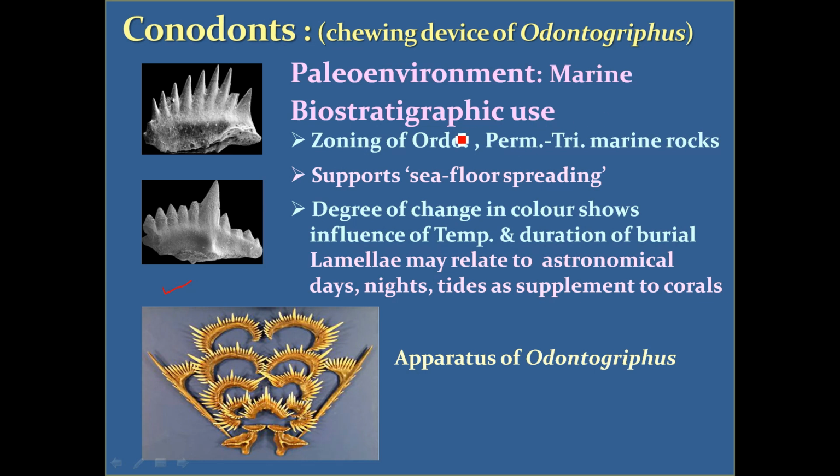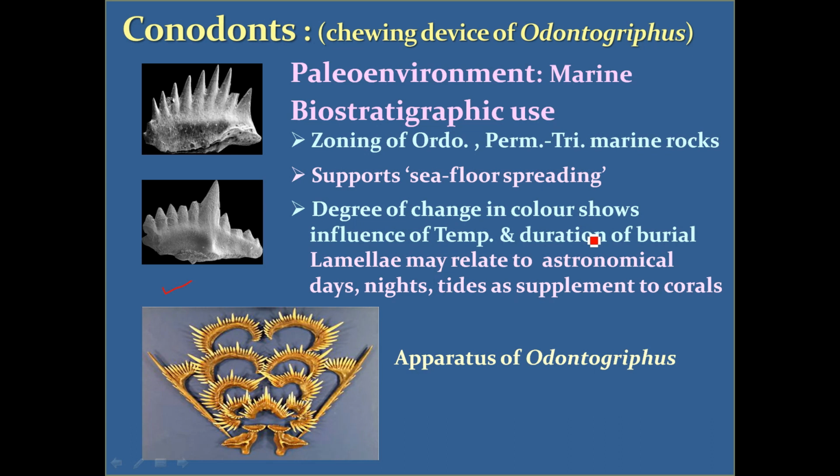They have a lot of biostratigraphic use because they are exclusively marine, or rather they were exclusively marine. So the only thing that we know is in the form of paleo history of their living, and they can be used in the dating of Ordovician mostly, and also sometimes in Permian and Triassic marine rocks. In a way they support sea floor spreading, and degree of change in color shows the influence of temperature and duration of burial, that is important in oil exploration.